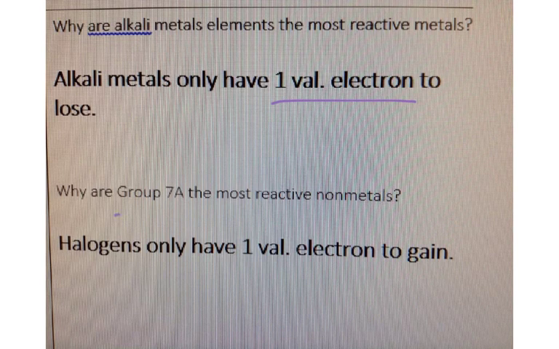So group 7A, when we were talking about the halogens in that column, it has 7 valence electrons, so all they need to do is gain 1 valence electron to make 8, as opposed to their other nonmetal friends that will need to gain more than 1. Gaining more than 1 electron is more difficult and not as readily done as just gaining 1, so that's why halogens are the most reactive.